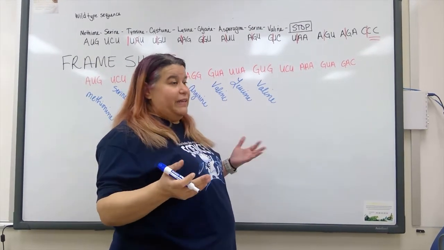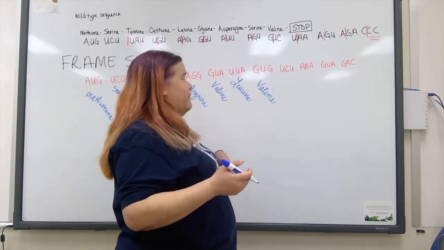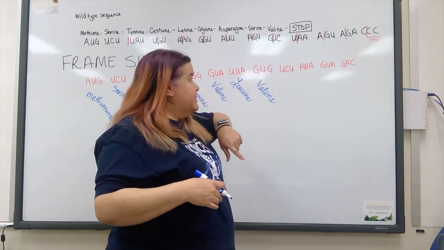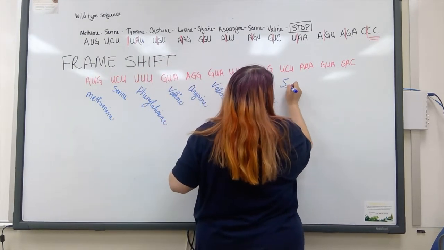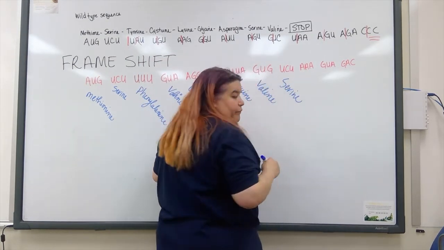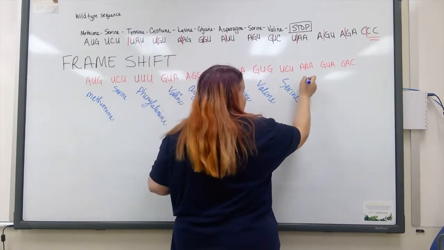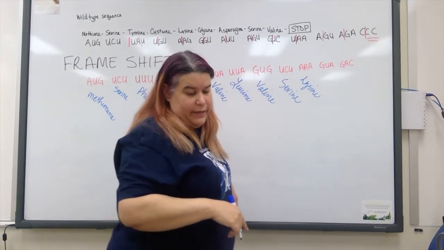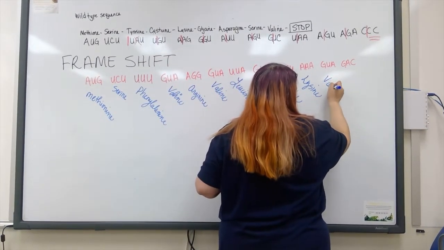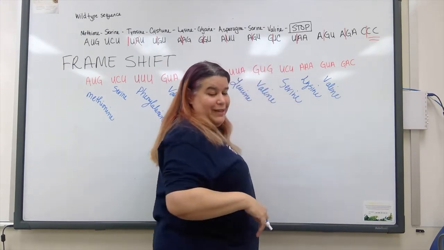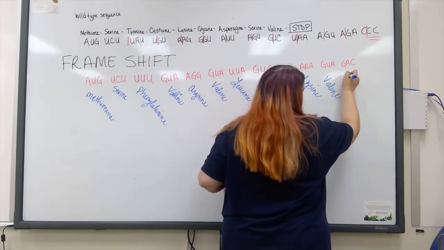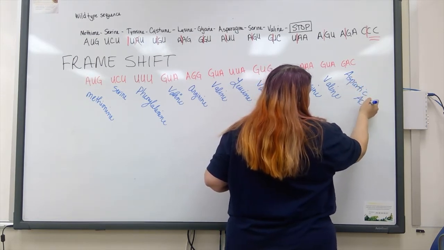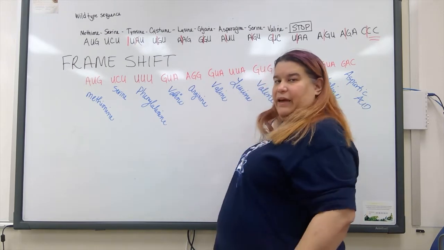No longer valine, even though we have 3 valines. Now I've got serine. The AAA is lysine. The GUA is, again, valine. And the GAC is aspartic acid. And we literally have no stop anymore.